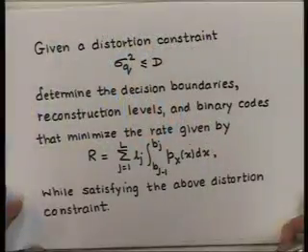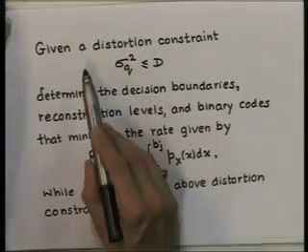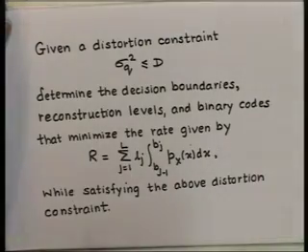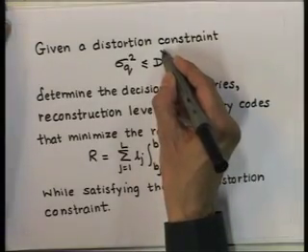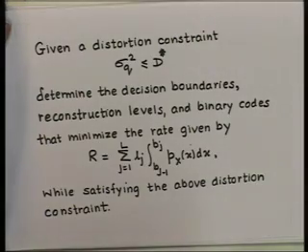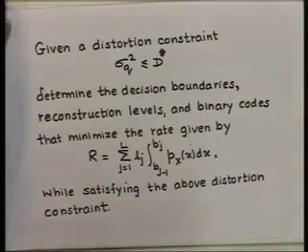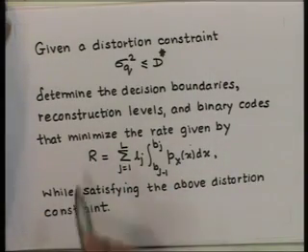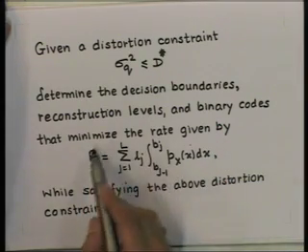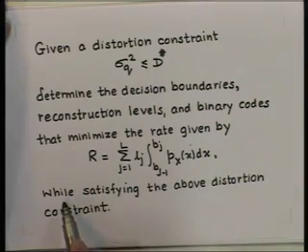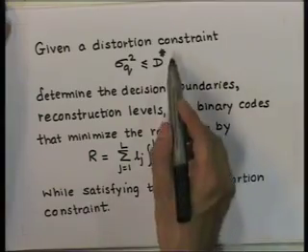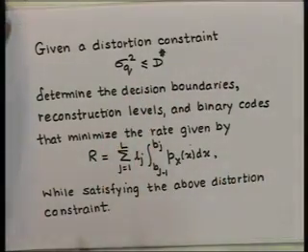In light of this information, we can restate the problem statement as follows. Given a distortion constraint, determine the decision boundaries, reconstruction levels and binary codes that minimize the rate given by this expression while satisfying the above distortion constraint.